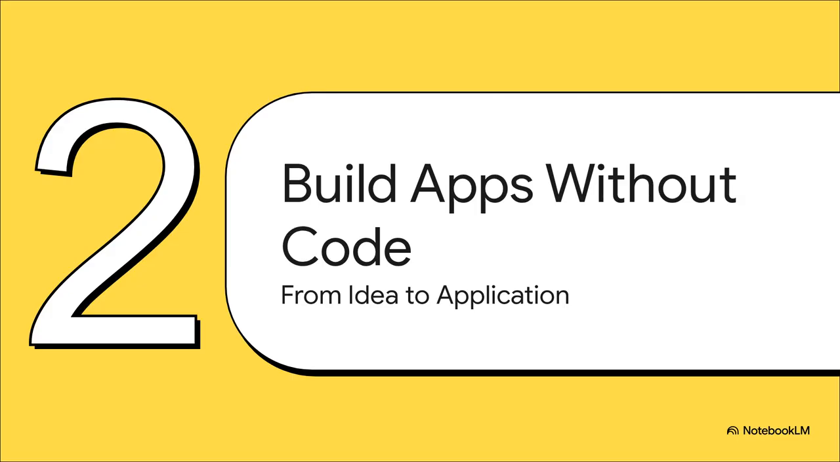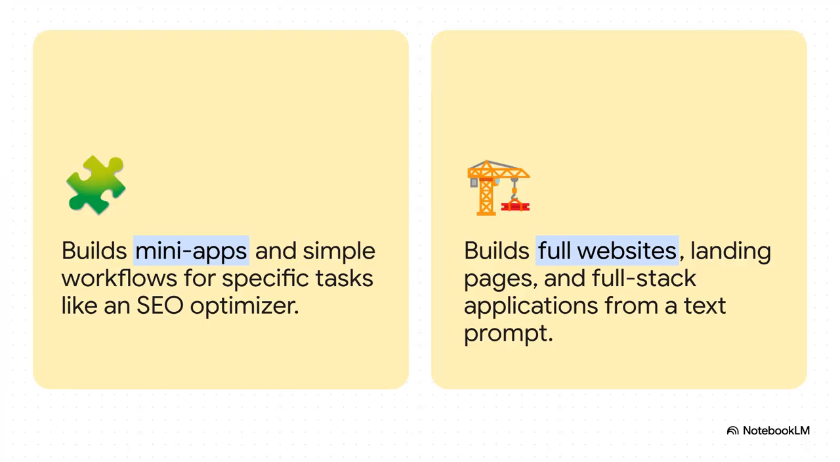Now let's look at some of the dedicated tools that are designed to take you from a simple idea to a full-blown application, and again with absolutely no code. You've basically got two key players here, and each one is for a different scale. You've got Opal, which is perfect for building small, focused little mini apps, like a quick tool that helps you optimize a blog post for SEO. And then you've got Firebase Studio, and that's for the big stuff: entire websites, complex applications, the whole shebang.